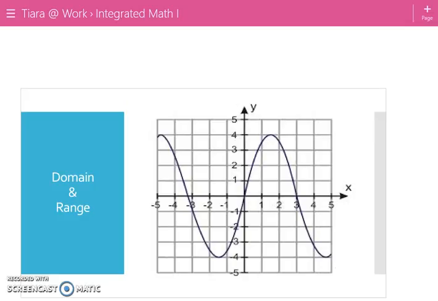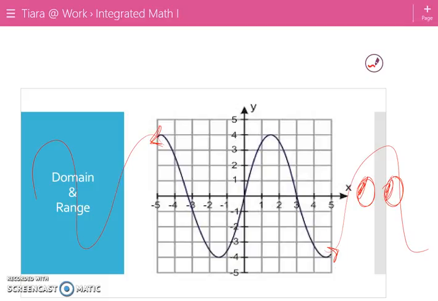So here's our graph. How do we find the domain of the graph? Remember, we're going to look left and right, because we're looking along the x-axis, and we're going to ask ourselves, what's the leftmost point of the graph? What's the rightmost point? We can tell that this graph is going to continue in this pattern. So is there a leftmost point? No. Is there a rightmost point? No. So our domain is going to be all real numbers, or from negative infinity to positive infinity.